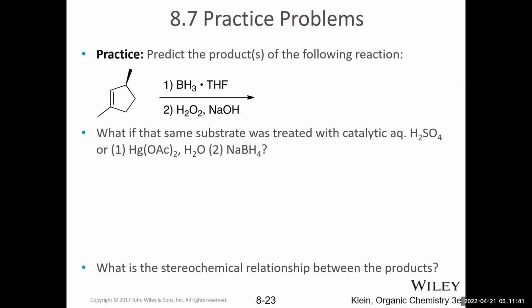Let's do some practice. Go ahead and pause the video and try to answer this practice problem. The question is, predict the products of the following reaction. And then, what if that same substrate was treated with catalytic sulfuric acid or mercuric acetate and water followed by sodium borohydride? What would be the difference in the products, and what is the relationship between those products?